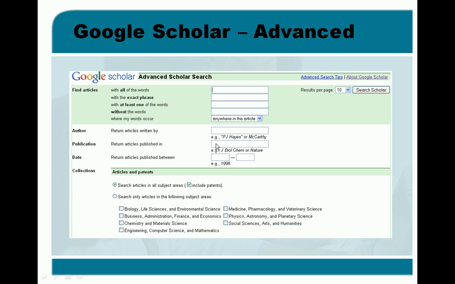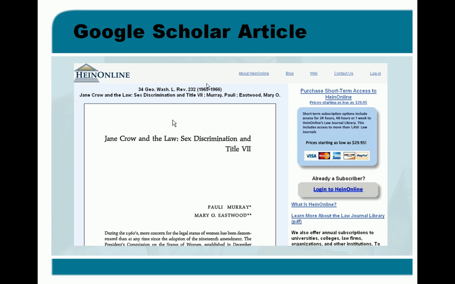It's similar to library databases because it allows you a box for inputting the publication name and also limiting by date ranges. Here's an example on the next slide of what you might find with Google Scholar. Here's an example of an article that's published in a particular scholarly publication.